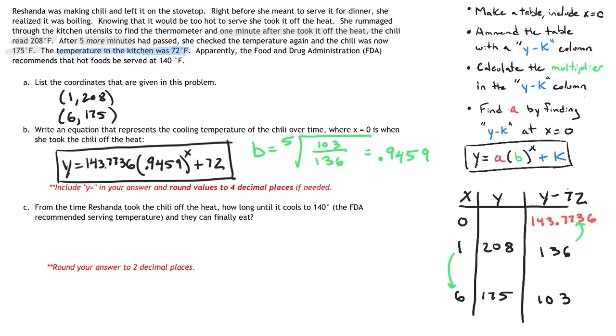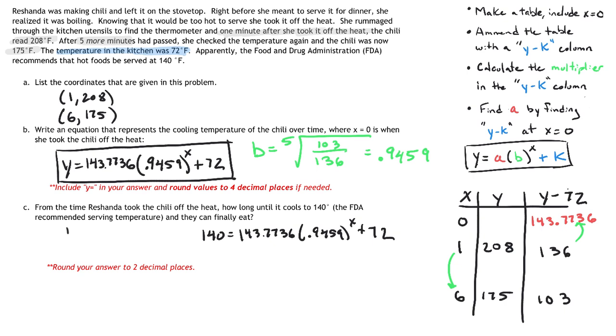And from here, it says we want to find the time, since it was taken off the heat, until it cools to a temperature that is recommended by the FDA, which would be 140 degrees. So you're going to use this equation and set it equal to 140. So 140 equals that 143.7736 times 0.9459 to the x plus 72. And from here, you're going to solve.